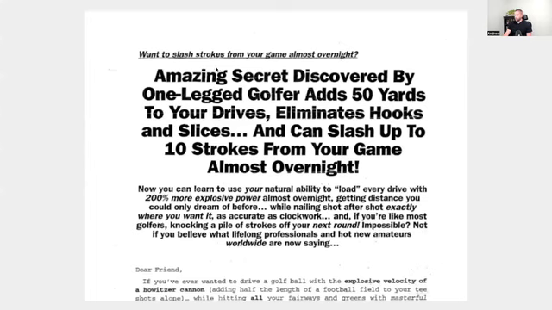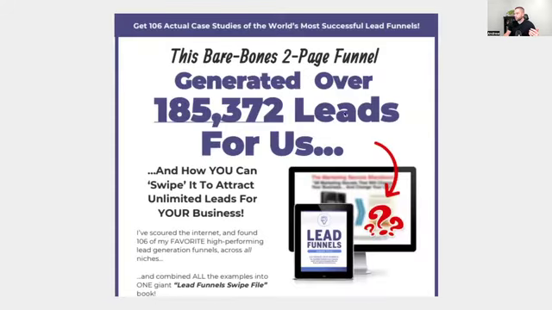There's the classic one-legged golf, for example. Amazing secret discovered by one-legged golfer adds 50 yards to your drives, eliminates hooks and slices, and can slash up to 10 strokes from your game overnight. Breaks your brain. You're trying to figure out how it works, what it is. It's connected to things you want. It's unique. You're going to tell people about it. This is a good headline.